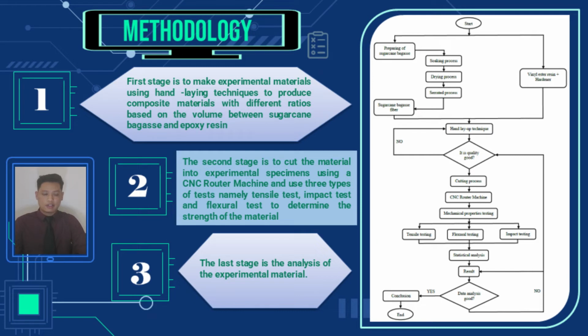Methodology. As you can see from the flowchart, there are 3 stages in this experiment. First stage is to make experimental material using hand laying technique to produce composite material with different ratio based on the volume between sugarcane bagasse and epoxy resin. Second stage is to cut the material into experimental specimen using a CNC router machine and use 3 types of tests, namely tensile test, impact test, and flexural test to determine the strength of the material. Last stage is the analysis of the experimental material.